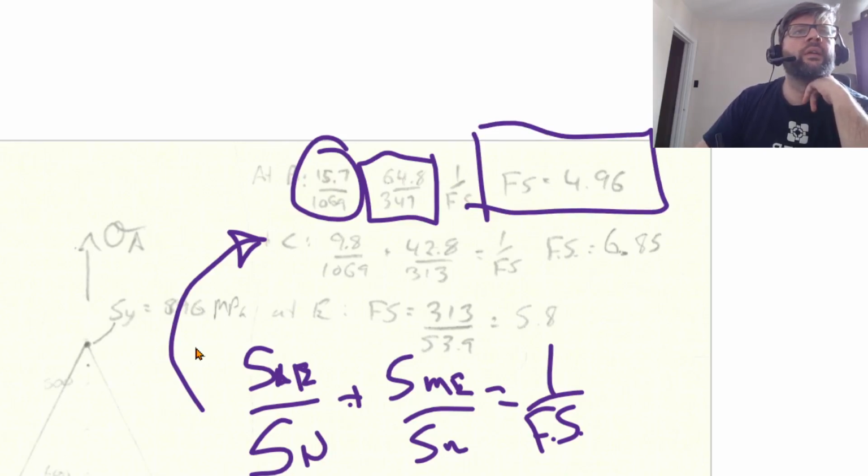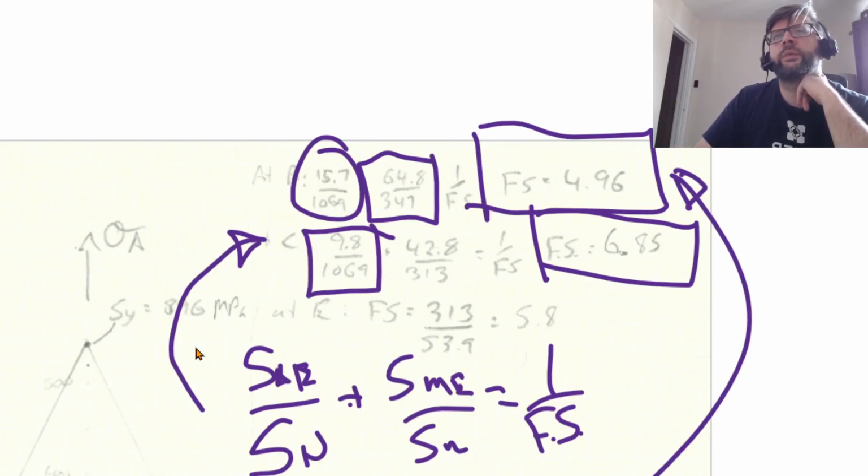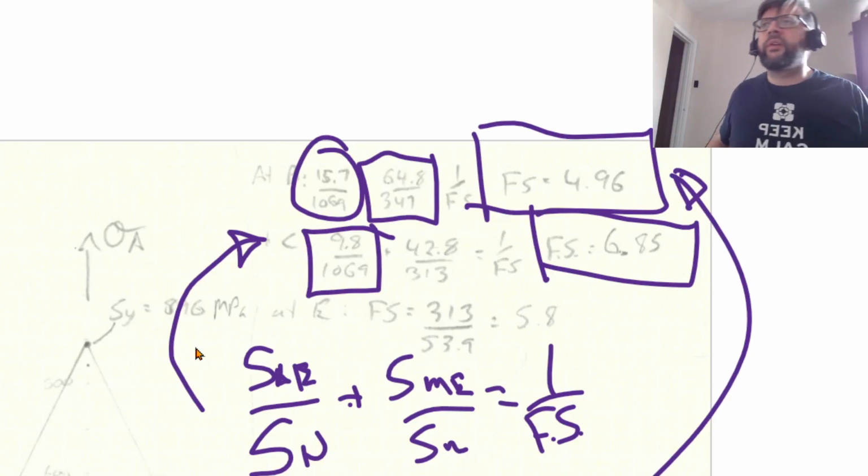C, on the other hand, 9.8 divided by the 1,069 plus 42.8 divided by the 313 is equal to 1 over a safety factor. So that leads to a safety factor of 6.85. So the location where we have the lowest safety factor, that's where we expect the failure to happen before anywhere else, of the points that we considered, is at B. But it's still got a safety factor of 4.96, so that's fairly high for a lot of applications. That'll be certainly quite suitable. And yeah, that's about that.